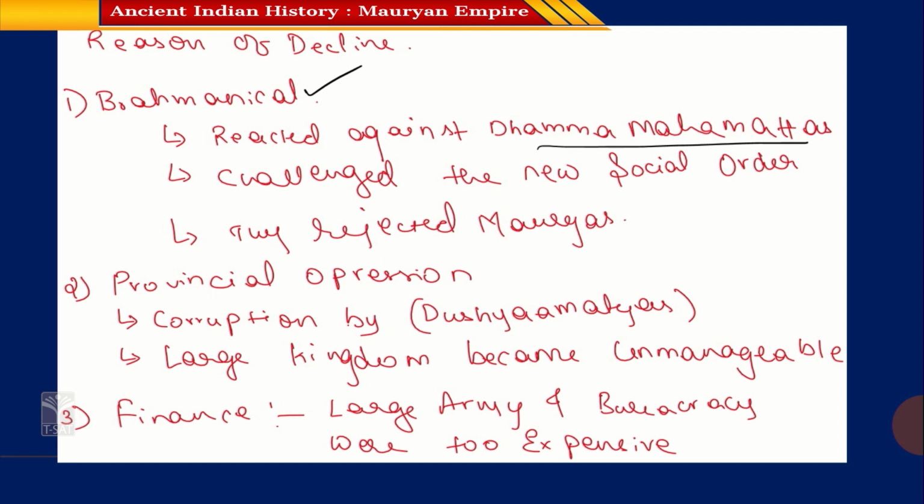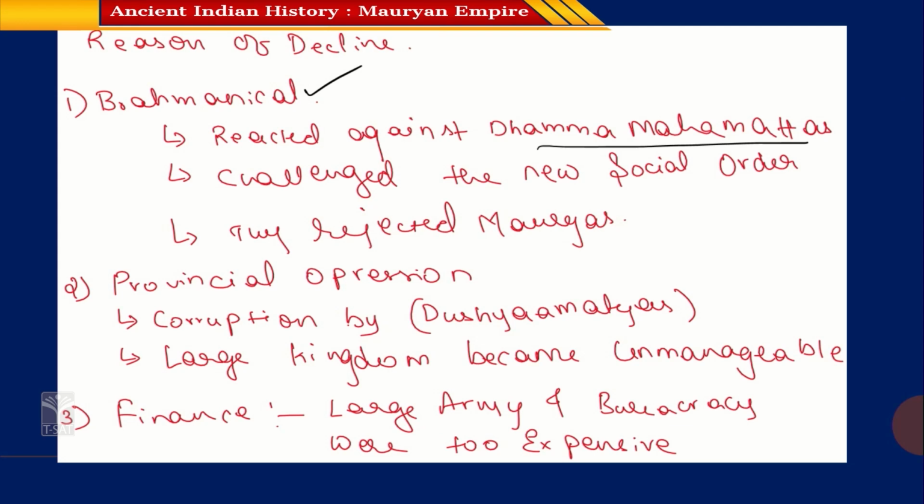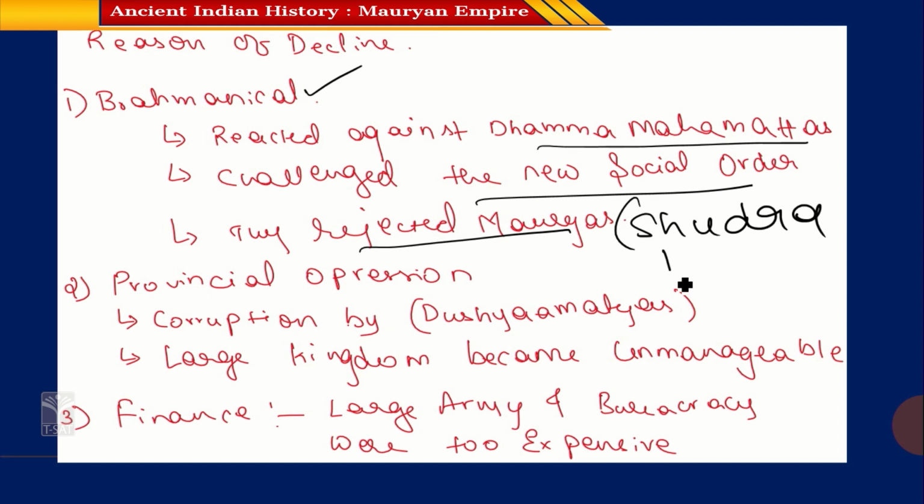trying to emphasize and impose Ashoka's Dhamma, which included non-violence. For example, animal sacrifice was prohibited across the kingdom, and without animal sacrifice, the Brahmanical community could not do any yagnas or rituals. Also, Brahmanical people challenged the new social order of equality among people. They also rejected Mauryas as rulers, because Mauryas were the first Shudra kings, Shudra emperors in India.